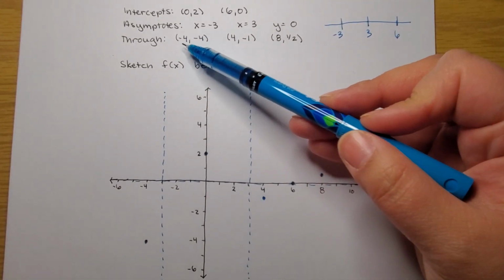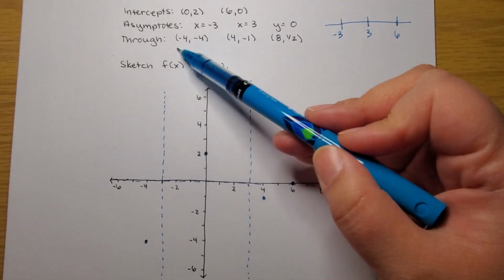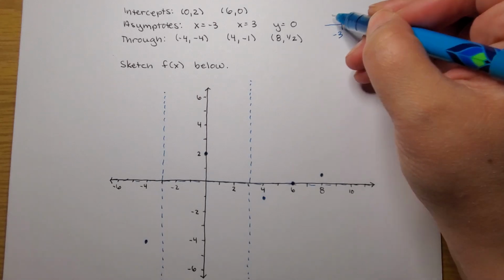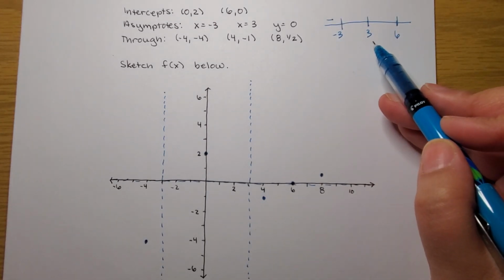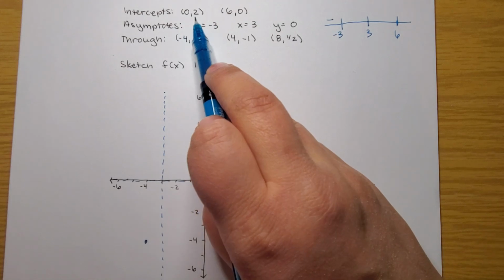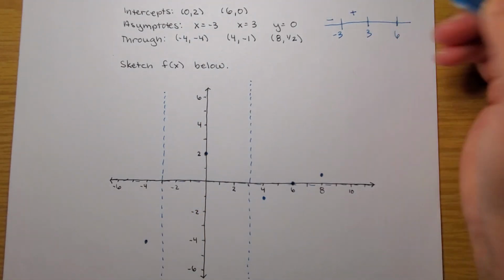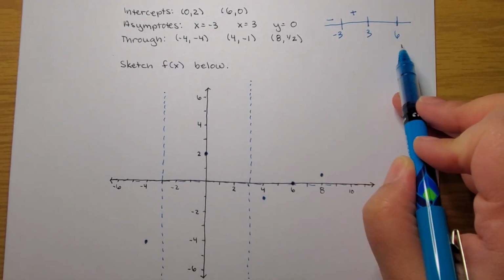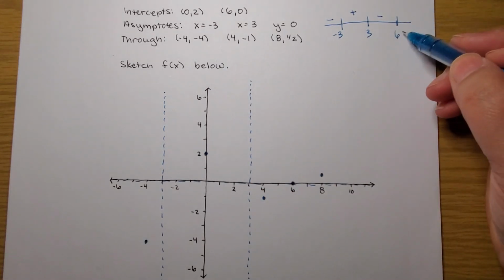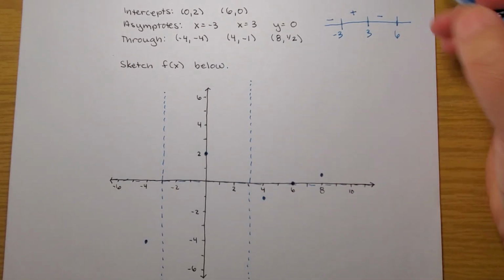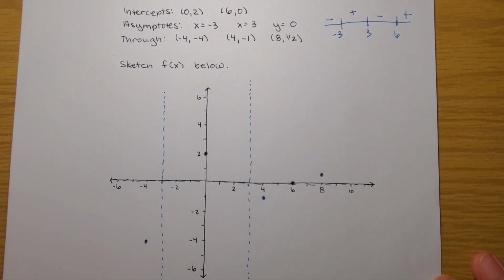Then -4 is to the left of -3, and the result was negative. Between -3 and +3 is 0, and I see it's positive there. Between 3 and 6 is 4. I see it's negative there. And after 6 is 8, and I see it's positive there. So that just gives me some information to go ahead and use that to graph.